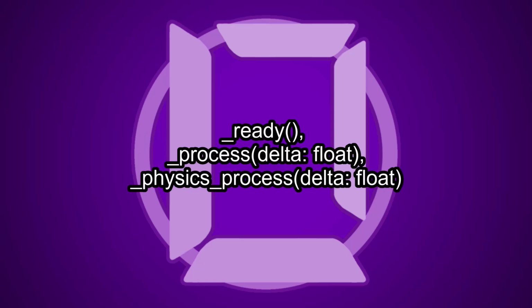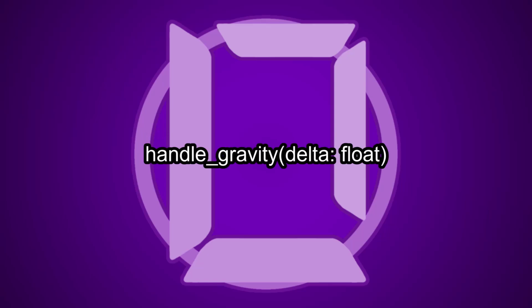Next, I added 3 built-in functions: ready, process, physics process. Then I created a custom function called handle movement. This function would handle the walking movement. Then I created another function called handle gravity, where the gravity would be handled. I coded these functions in physics process since this function is for all the physics.